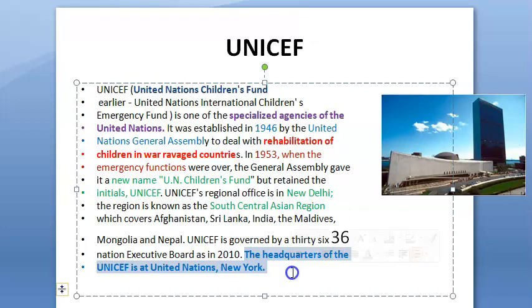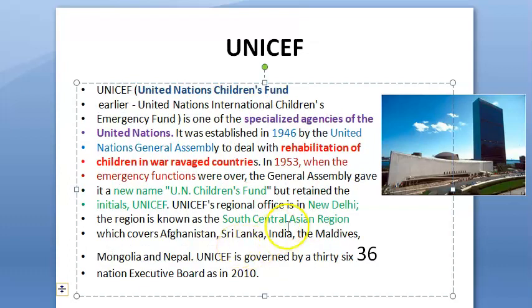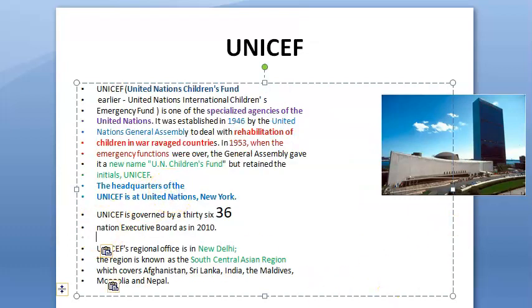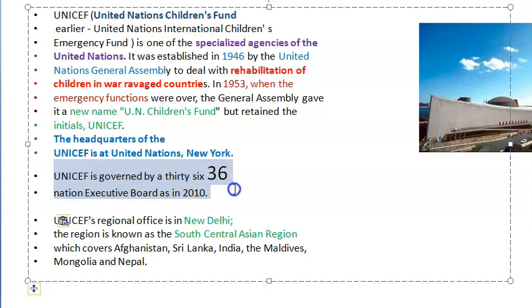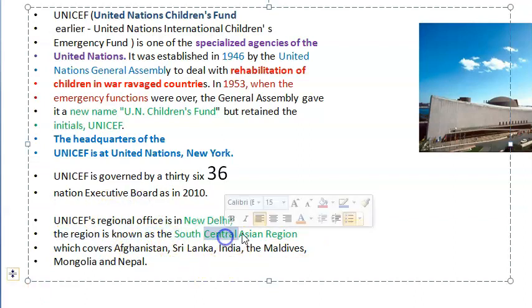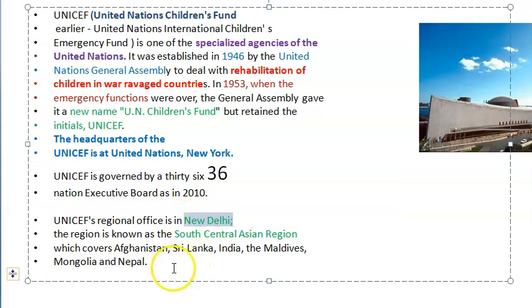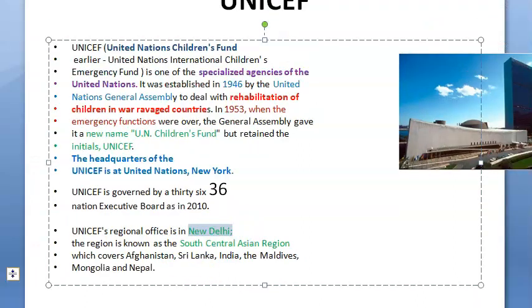The headquarters of UNICEF is in the United Nations in New York. So headquarters is where? At the United Nations in New York. There are 36 nations on the executive board. We are in the South Central Asian region. The regional office is New Delhi, very similar to the WHO one. In WHO, instead of central, it will come as East, Southeast Asian region. Here it is South Central in UNICEF. Remember there's a C for child, so you can remember central like that. And the regional office is New Delhi, same for both WHO and UNICEF.